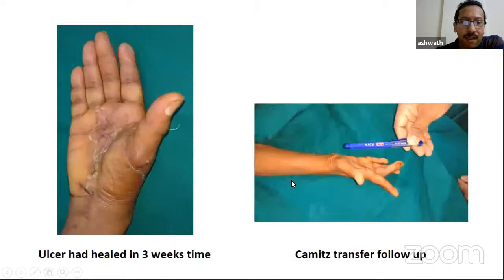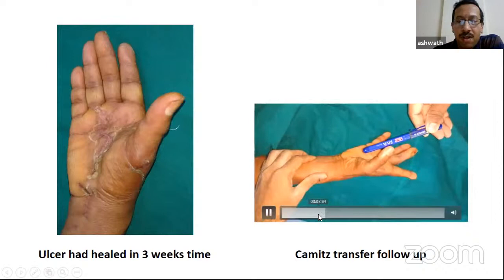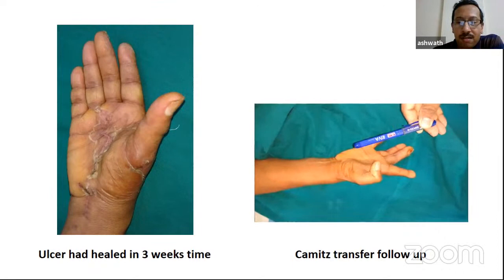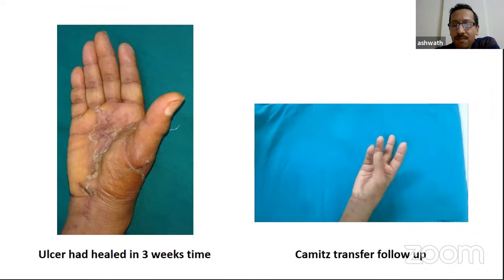And this is the ulcer status in 3 weeks' time. We immobilized, did a tendon transfer, and sent her with a plaster cast. When she came back for therapy in 3 to 4 weeks, the ulcer had healed by that time. I put her on therapy. This is the preliminary picture, with inability to abduct and a lot of weakness. Excellent. This is later, when she came for follow-up. Very nice.